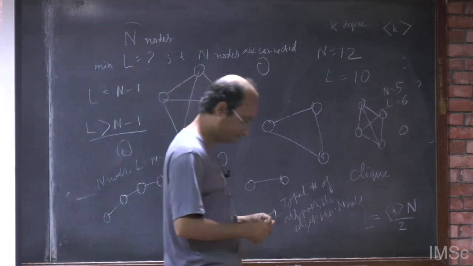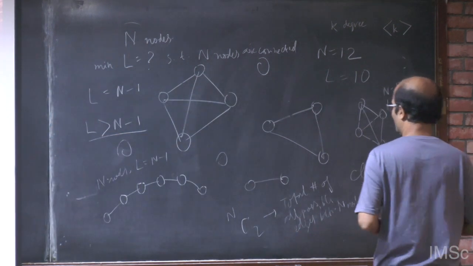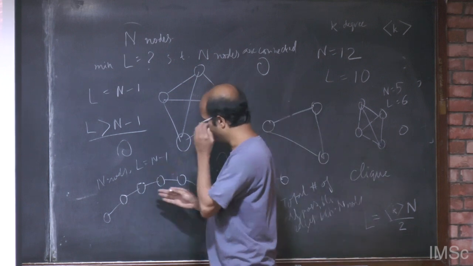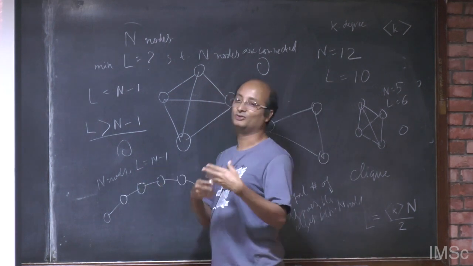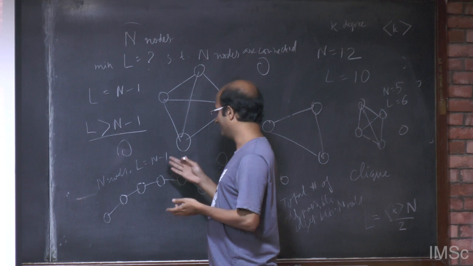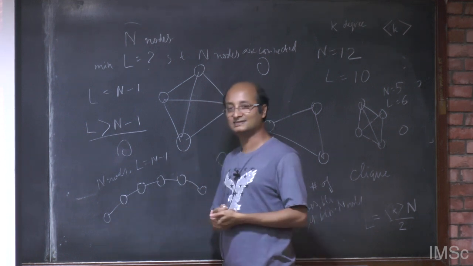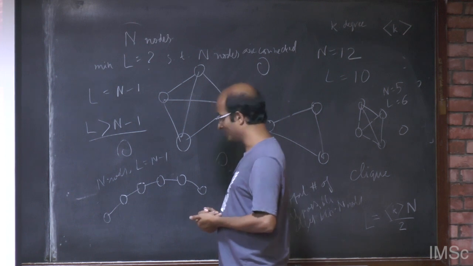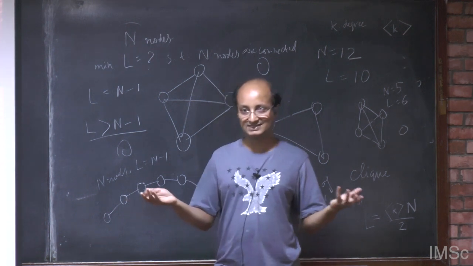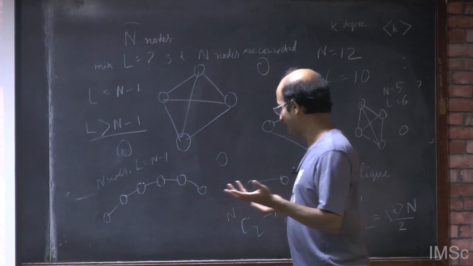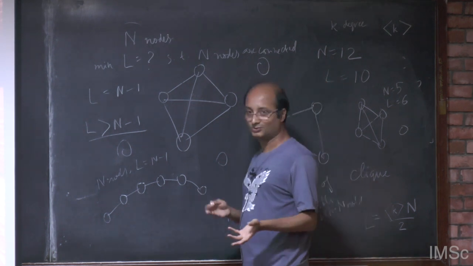Okay, so suppose you are told that you have n nodes and n minus 1 edges. So you would think, okay, maybe the system looks something like this. And then I ask you, okay, what's the typical distance that you have to travel to go from any node to any other node?